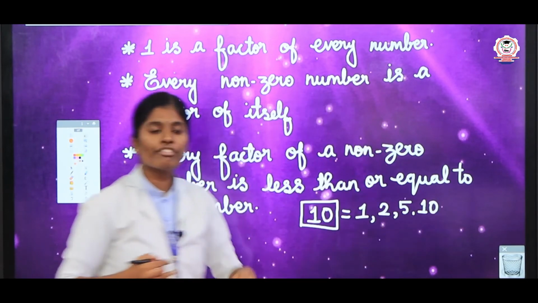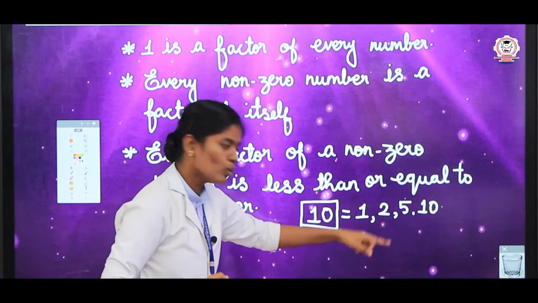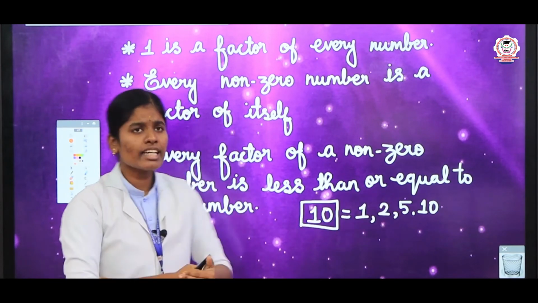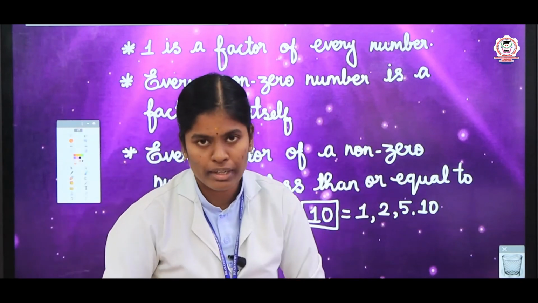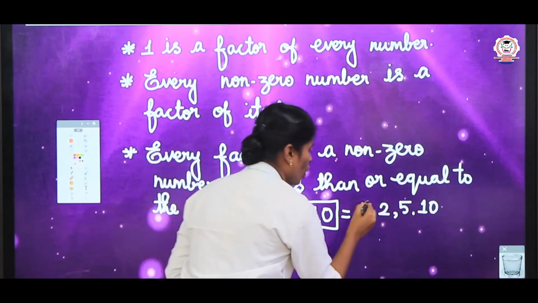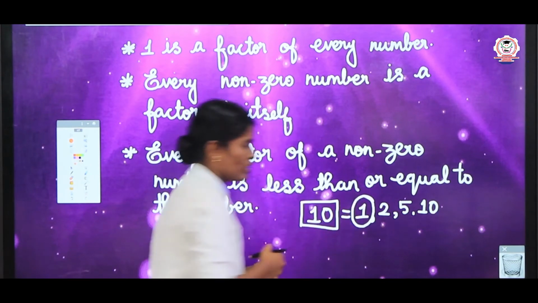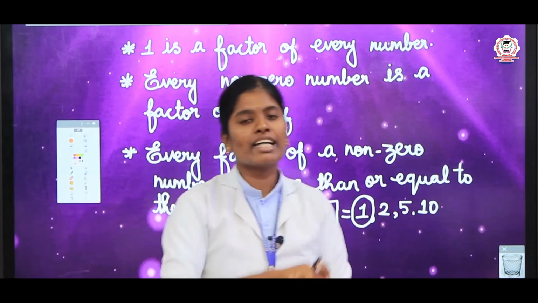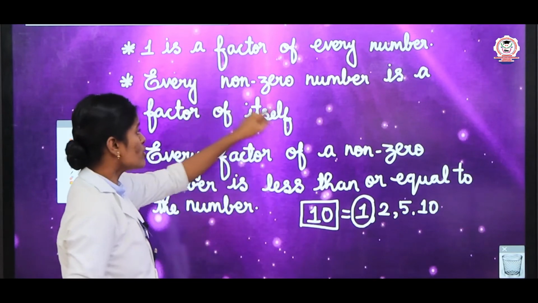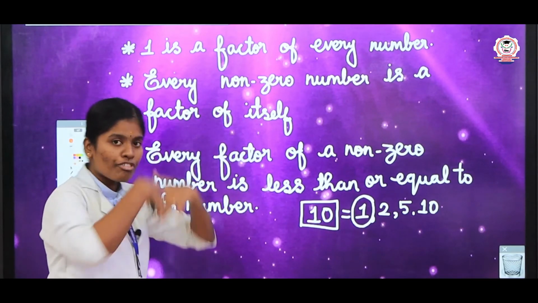So the factors of 10 are 1, 2, 5, 10. Listen here children, our first property is: 1 is a factor of every number. You all know every number will come in the 1 table. So our first property, 1 is a factor of every number. And then our second property, every non-zero number is a factor of itself.